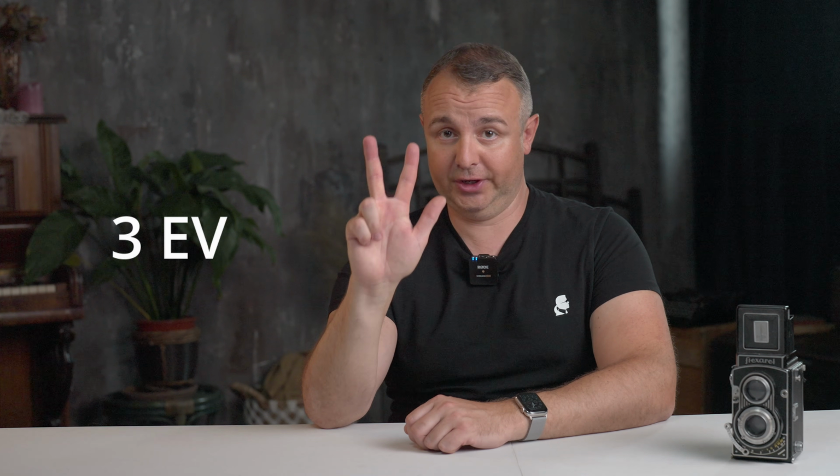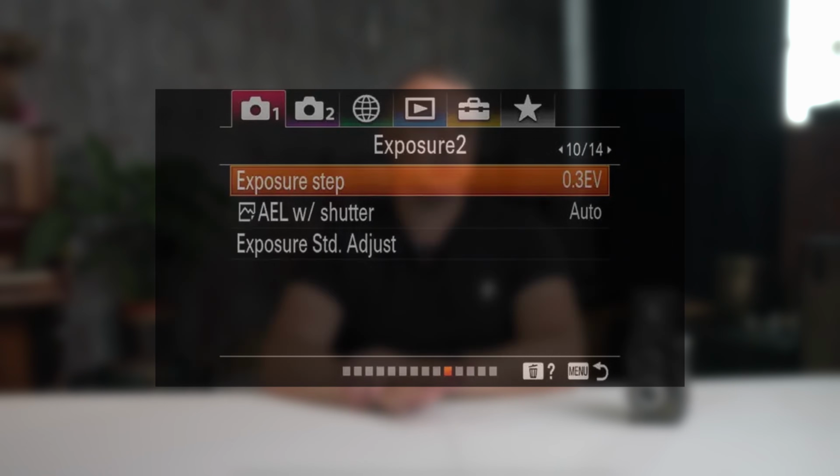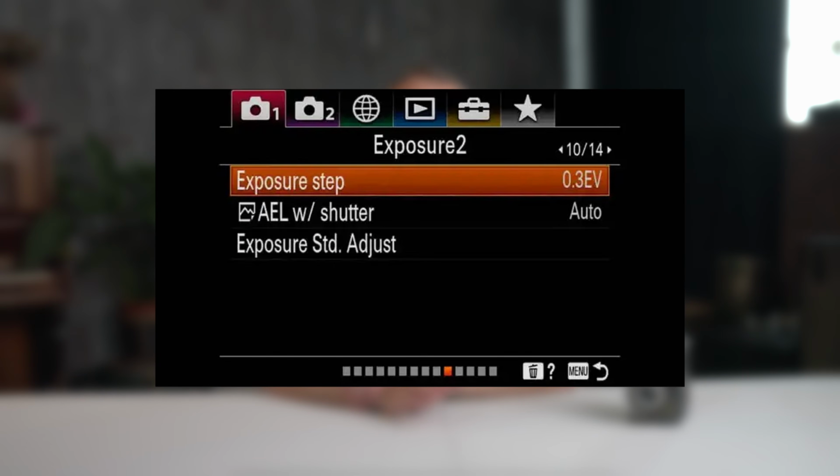If the original time was 1 second, what will be the new time? 1 second times 2 equals 2. 2 seconds times 2 equals 4 seconds. And 4 seconds times 2 equals 8 seconds. 3 EV. By the way, we can set the step value to adjust exposure by 1 EV, 1/2 EV or 1/3 EV.